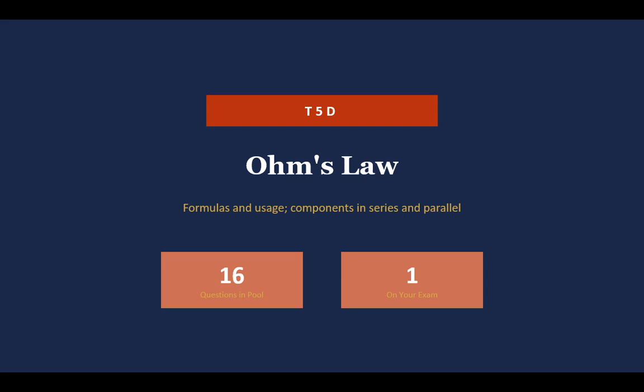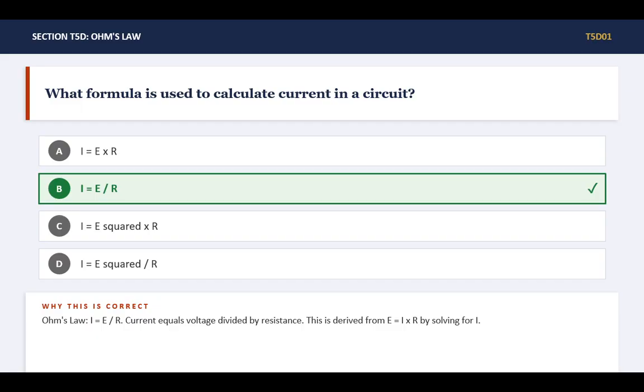Section T5D, Ohm's Law, Formulas and Usage, Components in Series and Parallel. First question, what formula is used to calculate current in a circuit? That is answer B, which is I equals E divided by R. Current equals voltage divided by resistance. So this is derived from E equals I times R by solving for I.